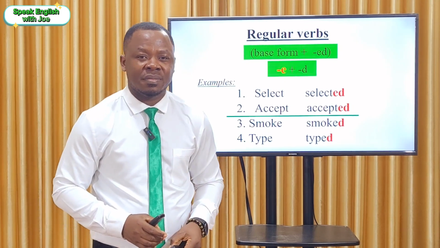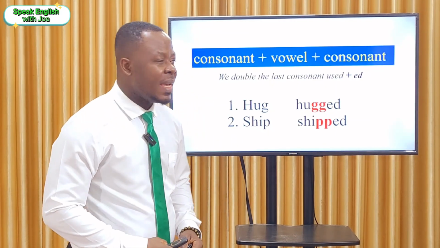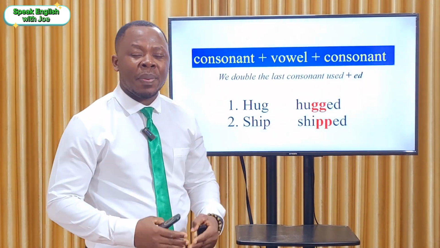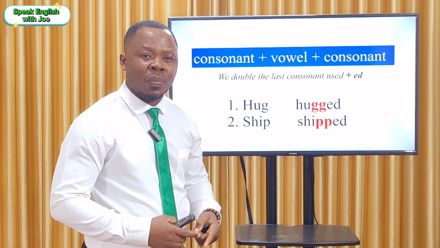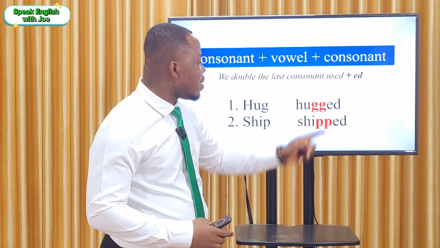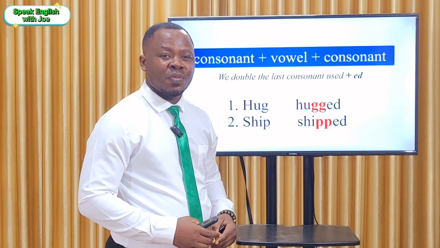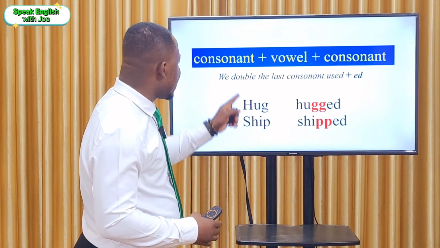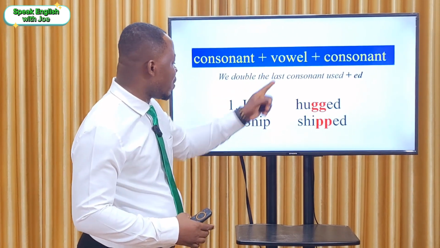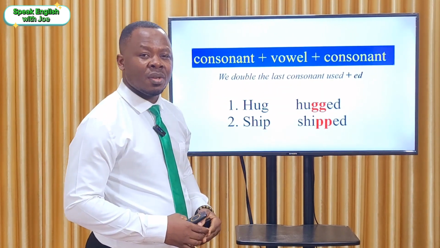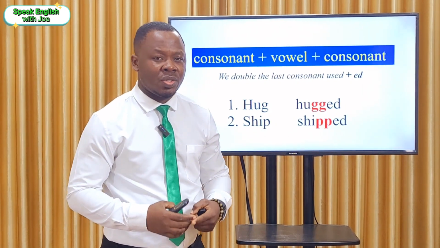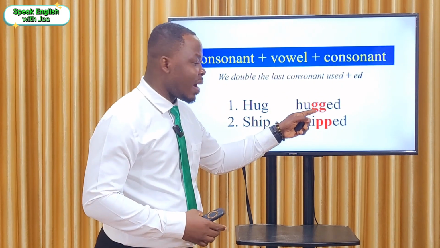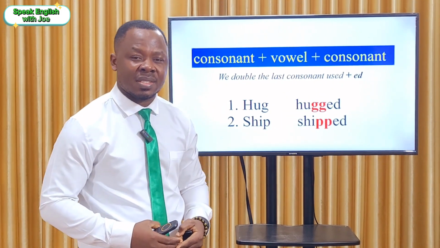And with verbs ending consonant plus vowel plus consonant, in the past simple tense, we double the last consonant used plus ed. So for example, we have hug. Now, H is a consonant, U is a vowel, and G is a consonant. So we double the last consonant used, that is G. We double it plus ed, making hugged in the past simple tense.